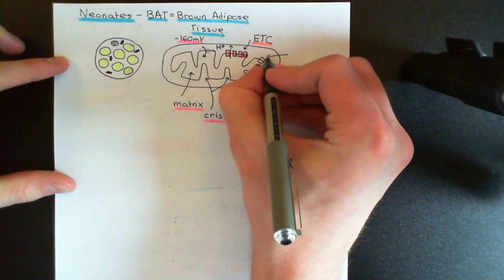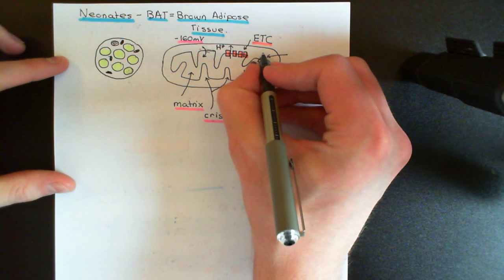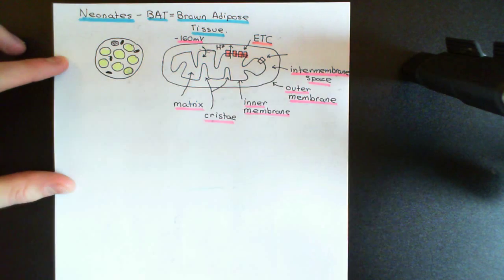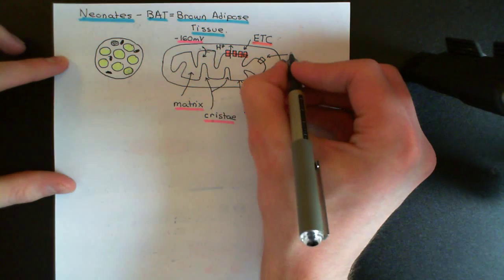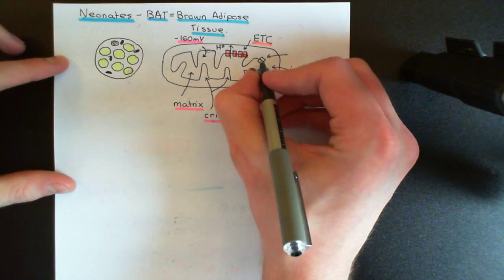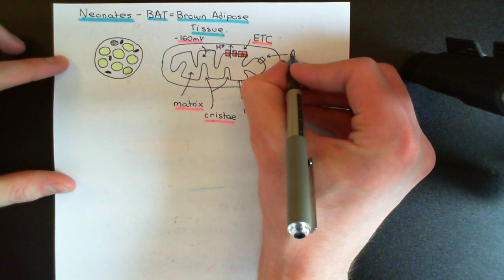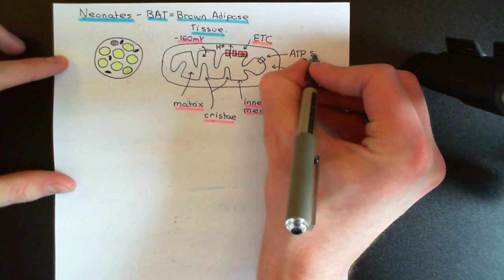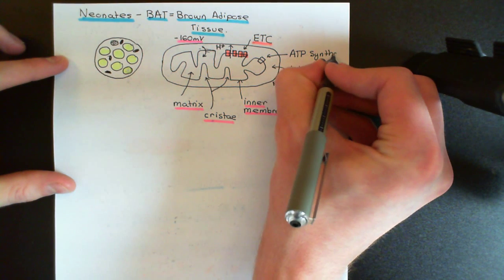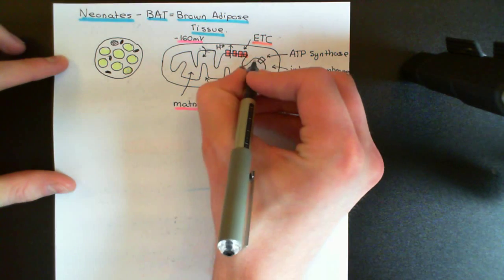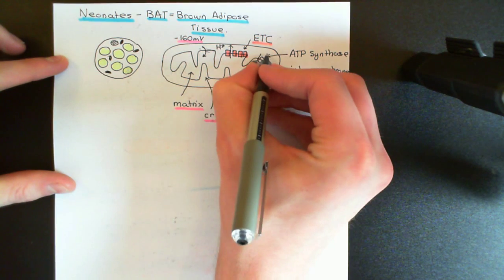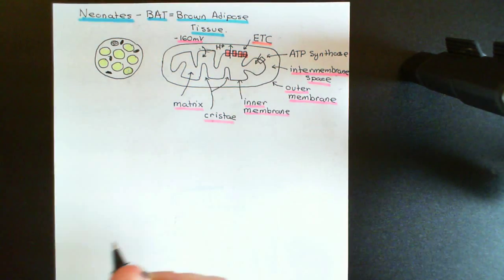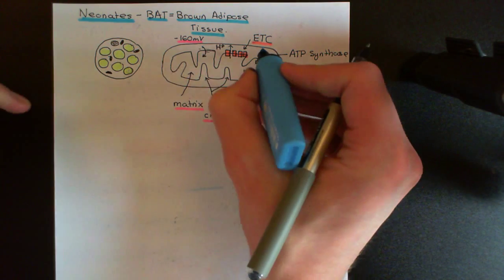to allow protons to move back from the intermembrane space into the matrix of the mitochondria, and then it will use the energy released by this movement of the protons to synthesize ATP, and this is of course the ATP synthase protein. So this can allow protons to move back from the intermembrane space into the matrix, and it will use the energy to synthesize ATP.